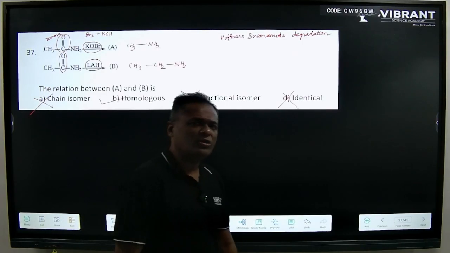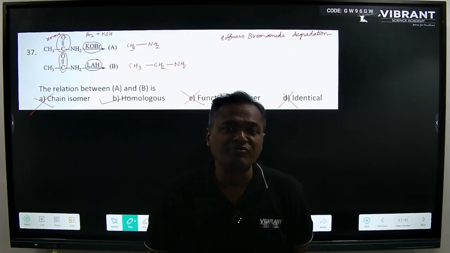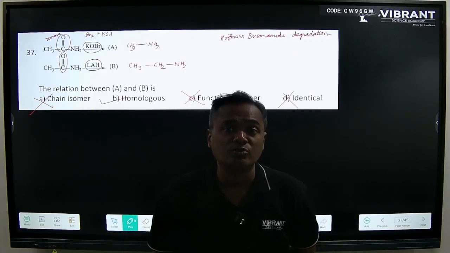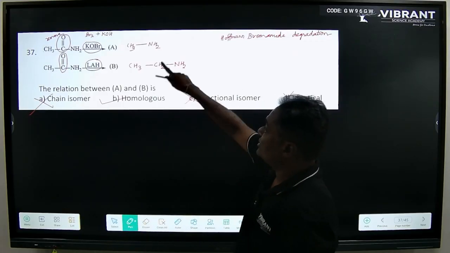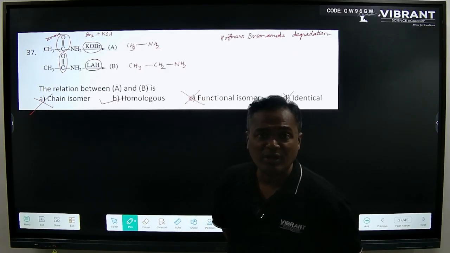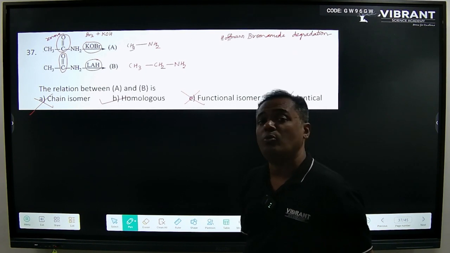Now, what is a homolog? It is a series of compounds which have the same functional group, but each member differs from the next member by one CH2 group. Can't you see that over here this is the lower member and this is the next higher member. Do they differ by one CH2? Yes, and that is why the correct answer in this case is B, which is homologous.